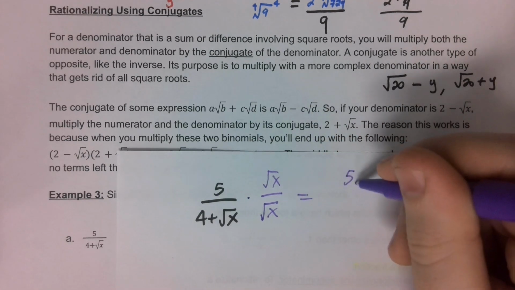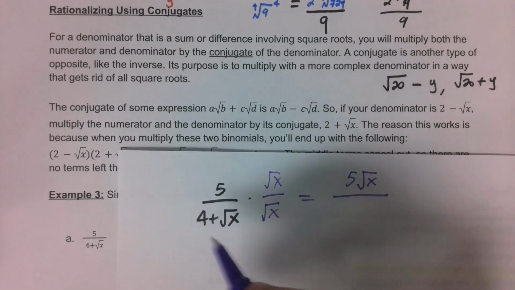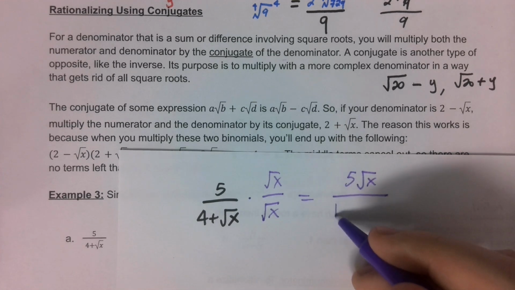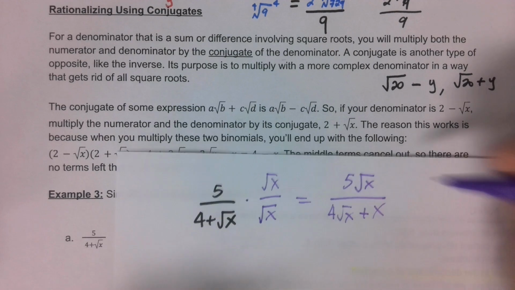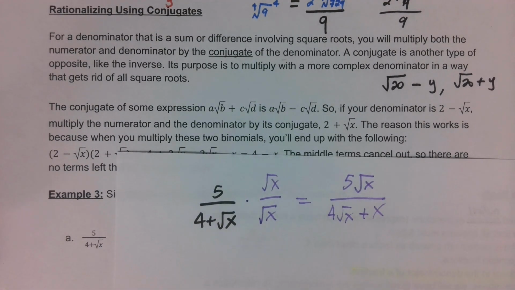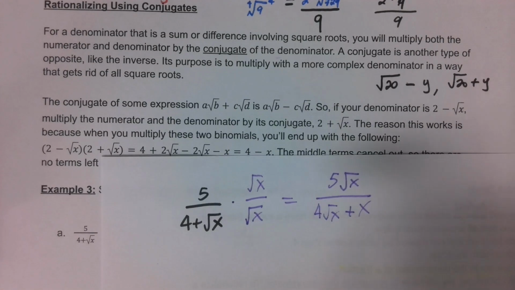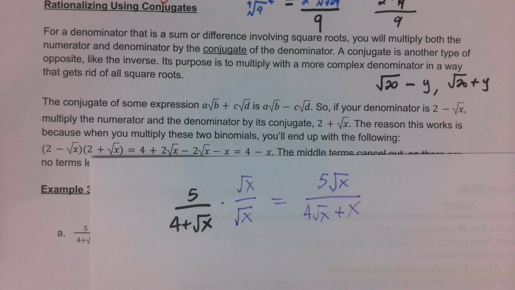This would give us 5 root x over 4 times the square root of x is 4 root x, and the square root of x times the square root of x is x. I've made no progress. I've still got a square root of x in my problem. So this isn't going to work.